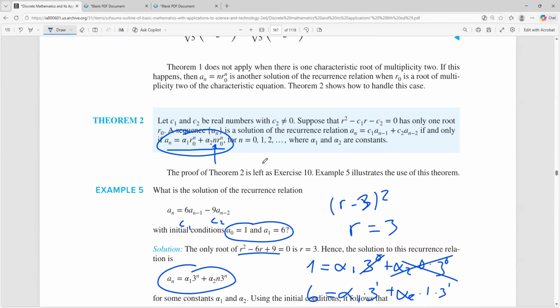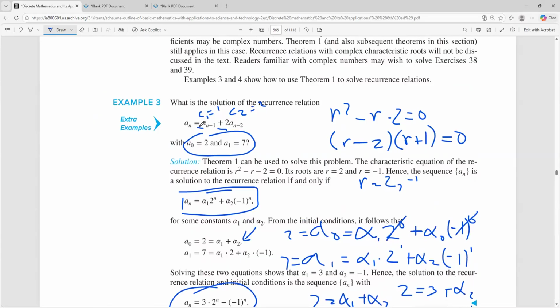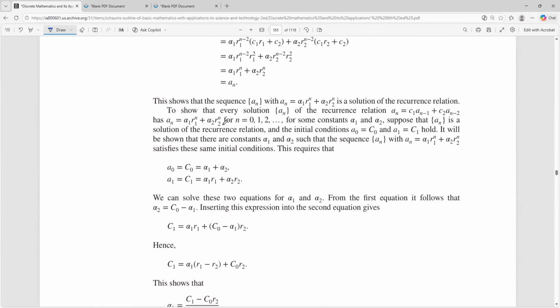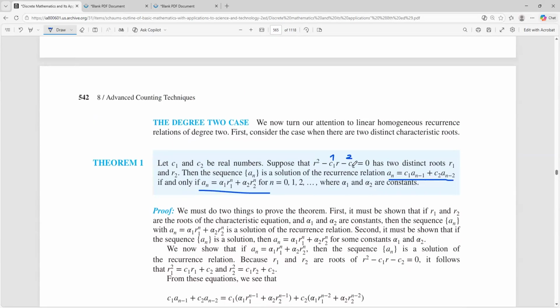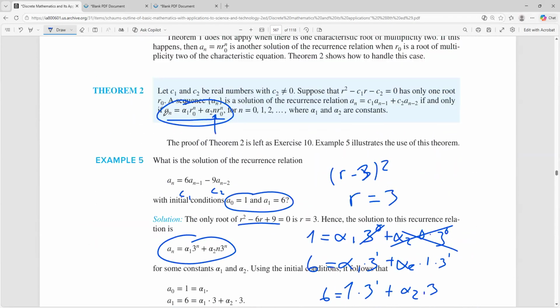You use the constants. Step one, find the constants next to it. So constant, constant. You plug that into the characteristic equation. There's the characteristic equation right here. And depending on the number of roots, you either use this equation for two distinct roots and this equation for one root, and then you solve for alpha 1 and alpha 2.